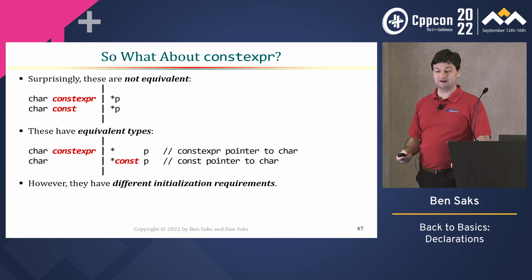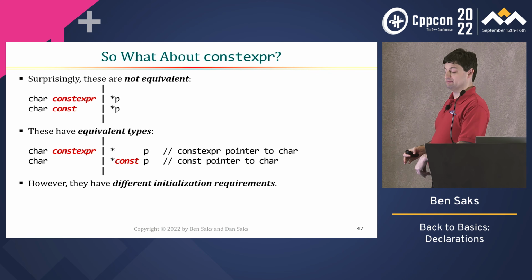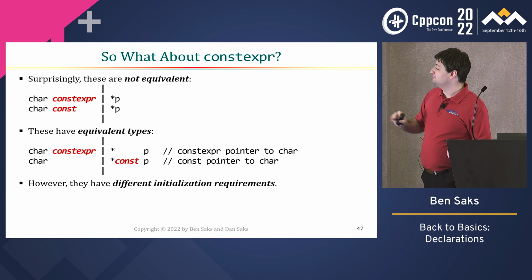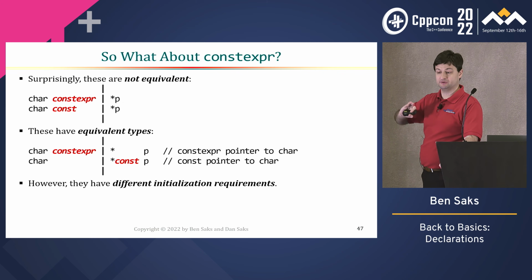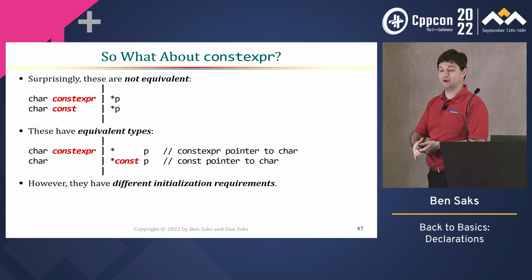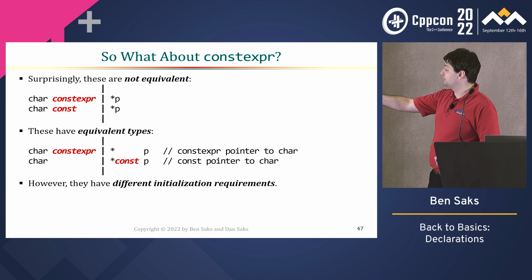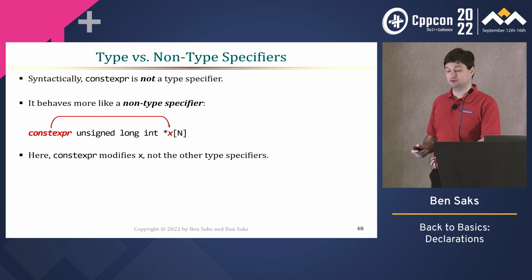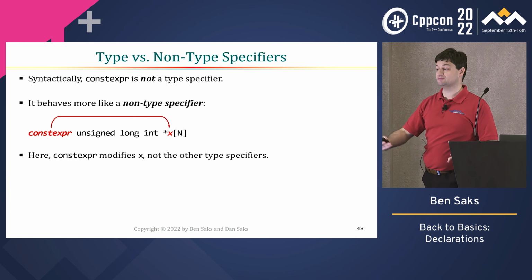A pointer that's declared constexpr is really more like a const pointer than it is like a pointer to const. Here, in both of these cases, the thing that p points to is non-modifiable. It's always going to point to the same location, but the value at that location, we can use p to change it. So now the requirements on how we initialize these things are a little bit different. constexpr has slightly more stringent requirements.